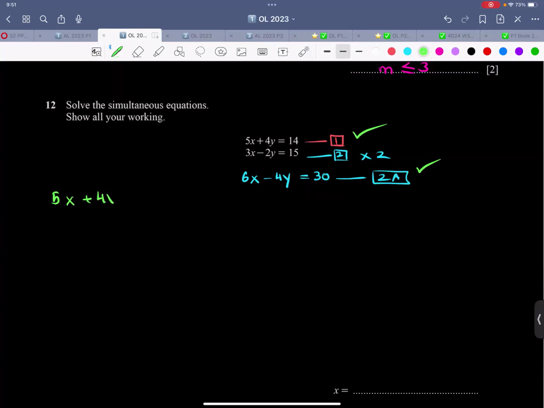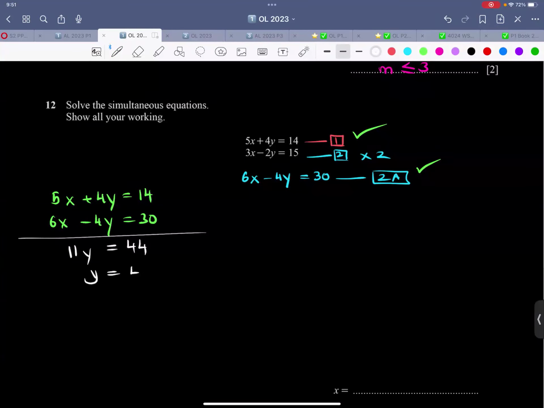5x plus 4y is equals to 14. 6x negative 4y equals to 30. When I add it up, the y terms cancel out. 5 plus 6, 11x. And then 14 plus 30, that is 44. So therefore, y comes out to be 4.